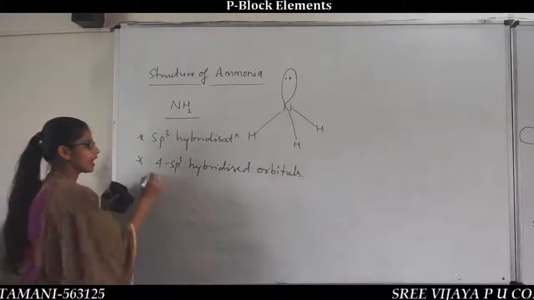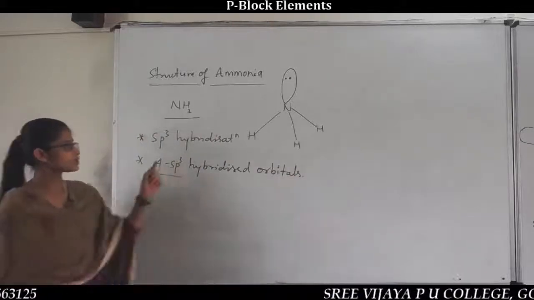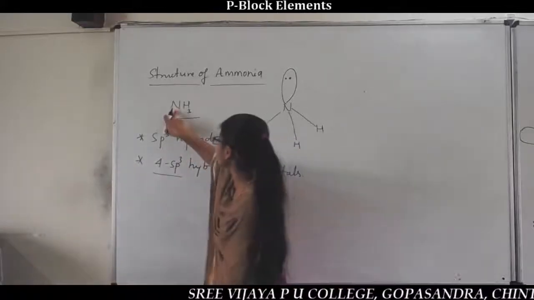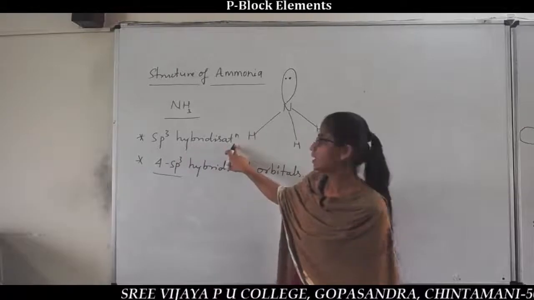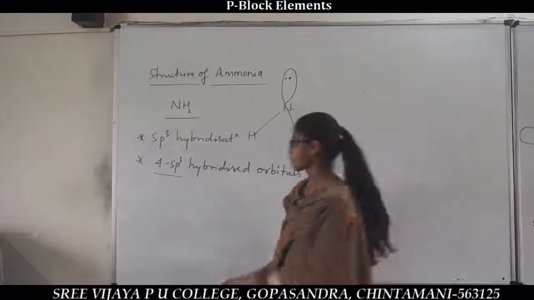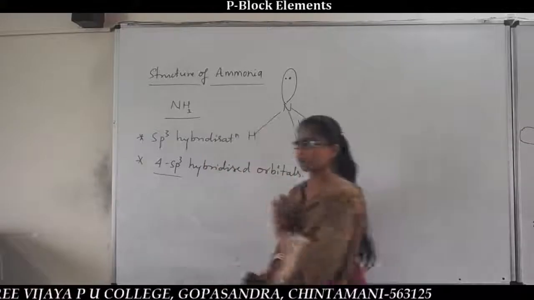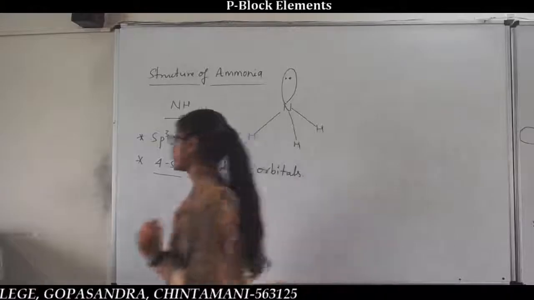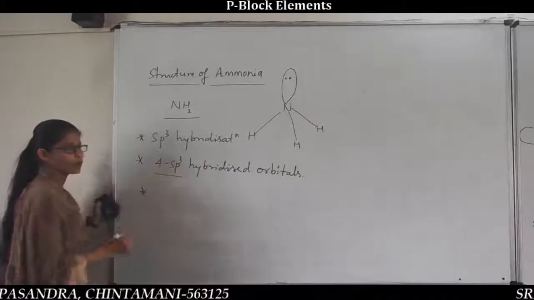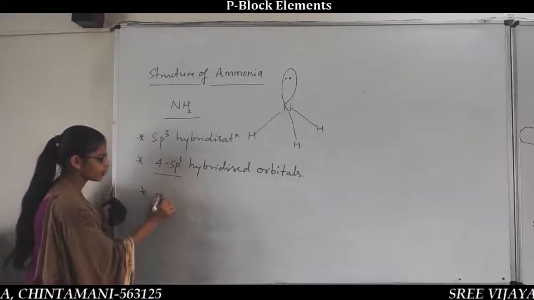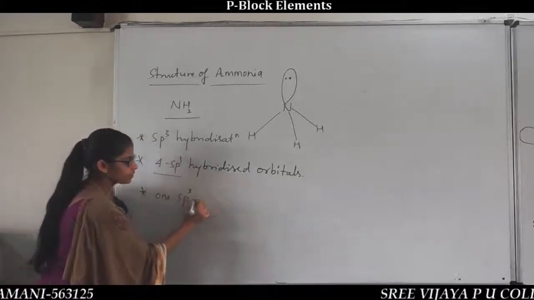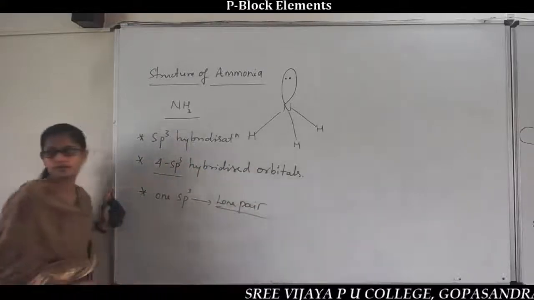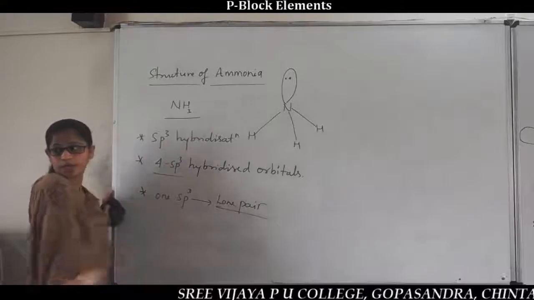Four sp3 hybridized orbitals. Listen carefully here. In the case of ammonia, the nitrogen undergoes sp3 hybridization. Okay? The ammonia molecule has 4 sp3 hybridized orbitals. In one of the sp3 hybridized orbitals, there is the lone pair of electrons. Okay? So the lone pair of electrons is in one of the sp3 hybridized orbitals.